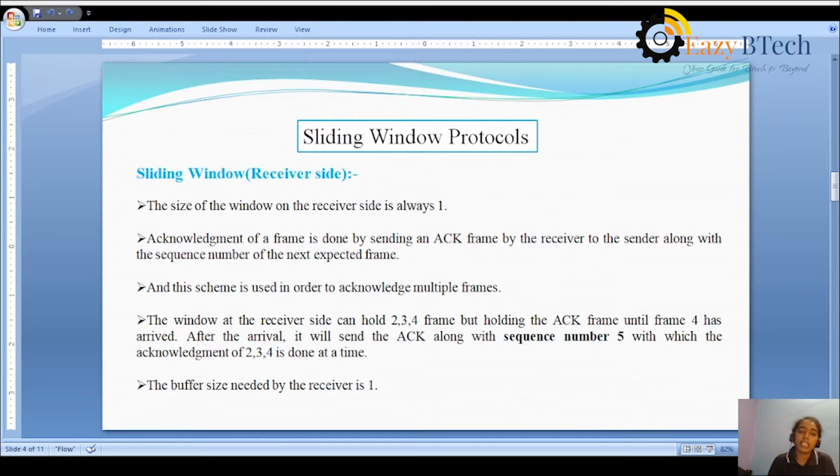Here the buffer size needed by the receiver is 1. As I already said, the sender side has one buffer and the receiver side has another buffer. On the sender side, the buffer size equals the size of the window. On the receiver side, the buffer size needed is 1. Here the size of the window is also 1, and the buffer size is also 1, right? On the receiver side, whenever the sender sends frames, it receives each frame, and after receiving multiple frames, only then is the acknowledgement frame sent to the sender. This is the process.